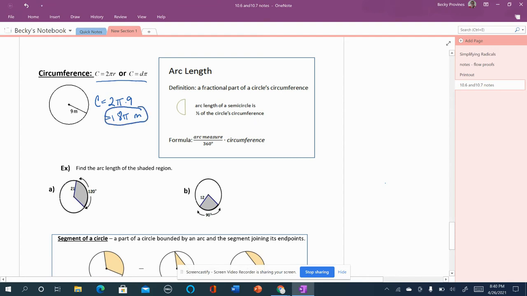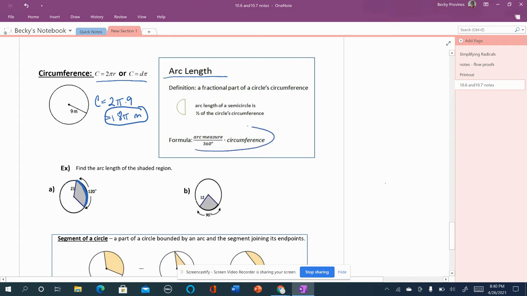Now we're going to do something called the arc length. The arc length is different from the sector. The sector was like this, if this was an entire chunk of pizza and you're eating the pieces. Now the arc length is like if you're just doing the crust. It's like how much of the circumference do you have of the entire circle?